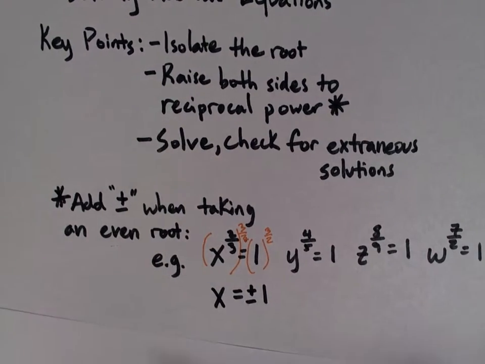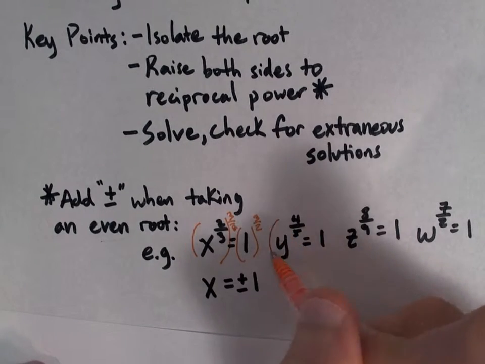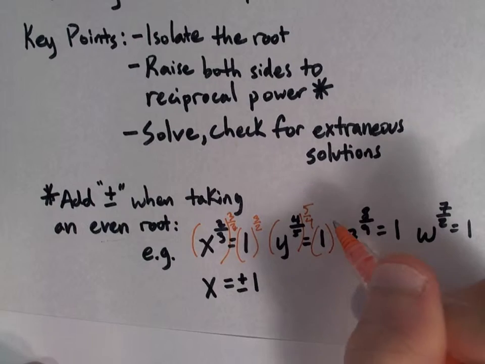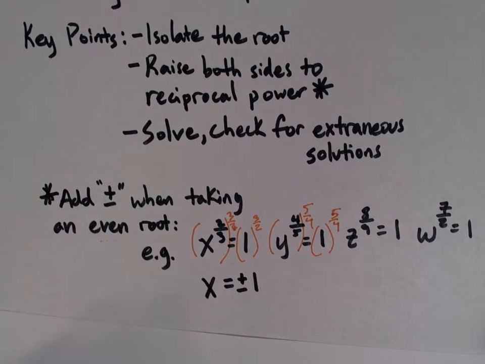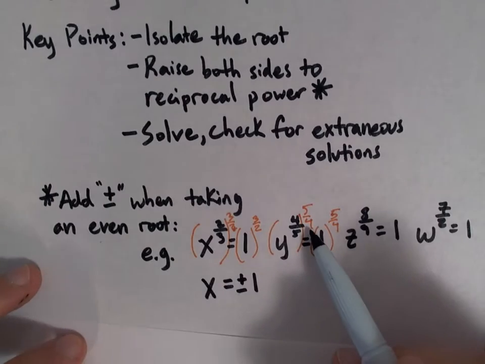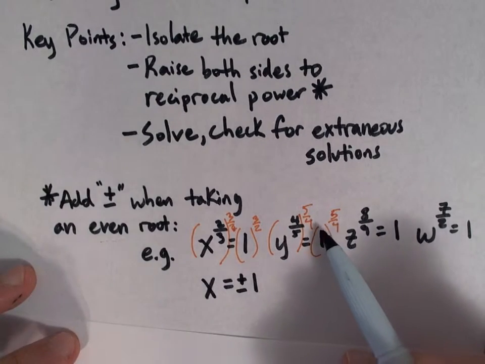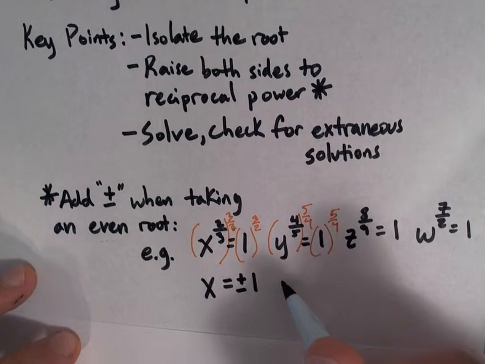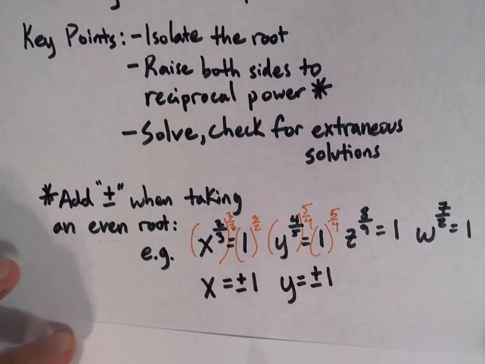Okay, this case over here, y to the 4/5. So you take both sides to the reciprocal power, the 5/4. Again, this is an even number down here. So it ends up we're taking the 4th root of both sides. So if we're taking the 4th root of both sides, we do indeed need to add plus or minus.